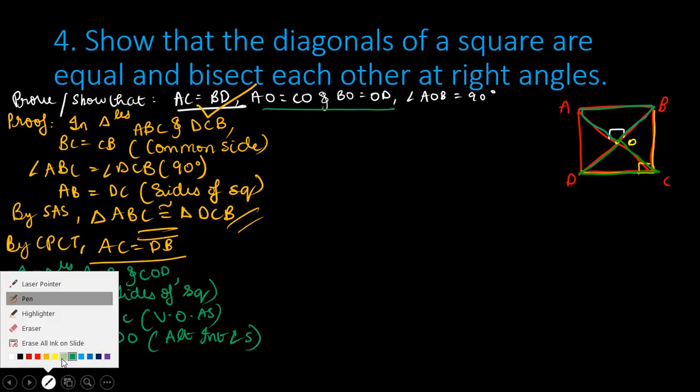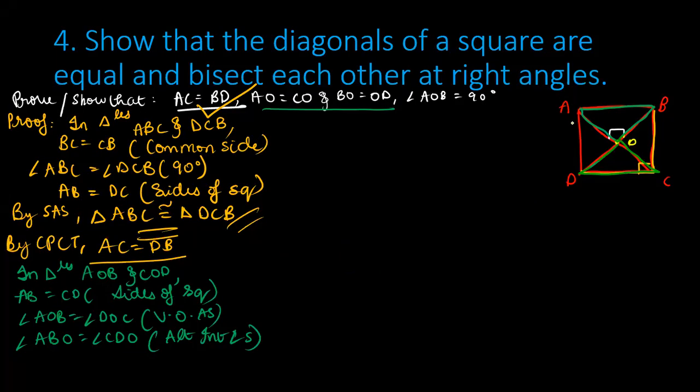Which ink do I use? Okay, I'll use this ink. Now AB is equal to CD. I said AB is equal to CD. Please look at the figure. Angle AOB is equal to angle COD, and angle ABO, this angle, is equal to angle CDO, this angle.